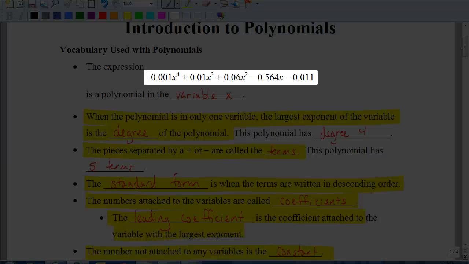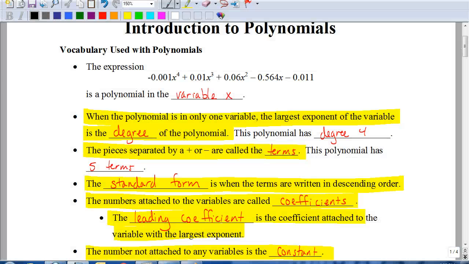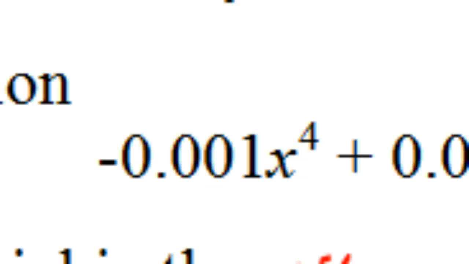So first of all, we're going to be looking at this example, this expression here, to define some of these different variables. First off, we would say that this polynomial is in the variable x because it's the only variable that's being used. When the polynomial is in only one variable, the largest exponent of the variable is the degree of the polynomial. So the fact that I have only x's here, to figure out the degree of the polynomial, I look at the largest exponent. In this case, the largest exponent is a 4. So I would say that this polynomial is in degree 4.